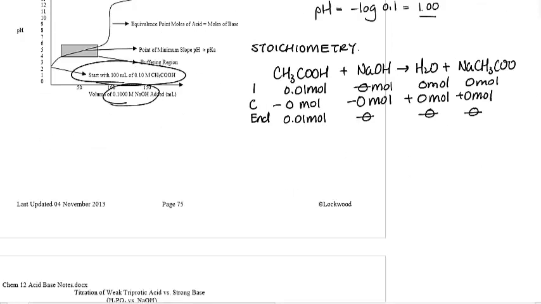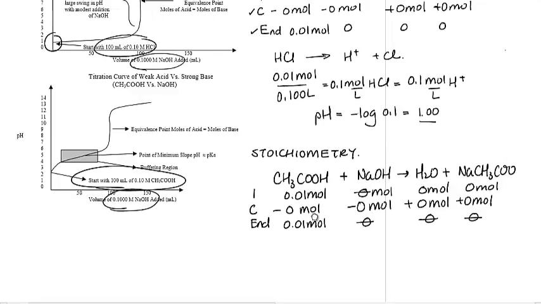Now, how this is going to contrast between the strong acid versus strong base and the weak acid versus strong base is the second step. Whereas a strong acid will dissociate completely and thereby have no equilibrium, we are now working with a weak acid, and in terms of the weak acid, there will be an equilibrium formed.